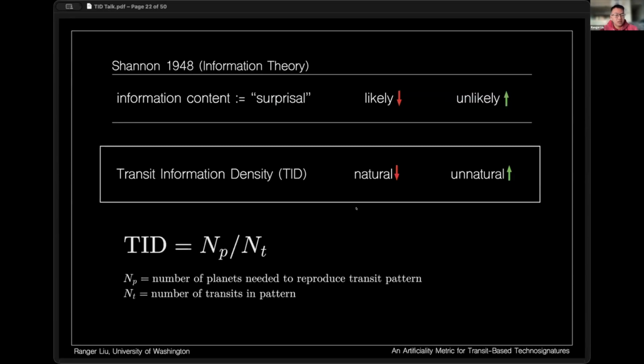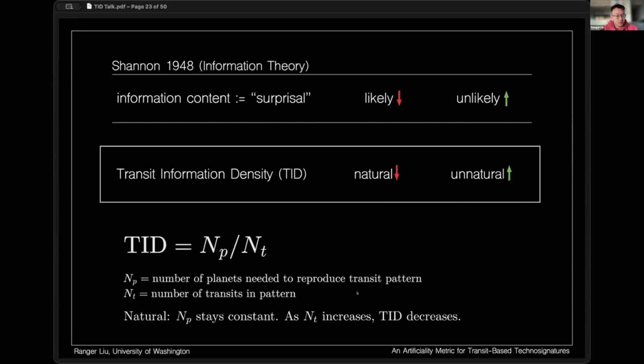And we will quantify this naturalness simply as NP over NT, where NP is the number of planets needed to reproduce the transit patterns based purely on periodicity, and NT is the number of transits in the pattern. And we can see that this definition fits our expected behavior, right? For a natural system, NP will always stay constant and relatively low. And then as we observe more transits, as NT increases, TID will thus decrease, and so it should asymptote directly to zero.